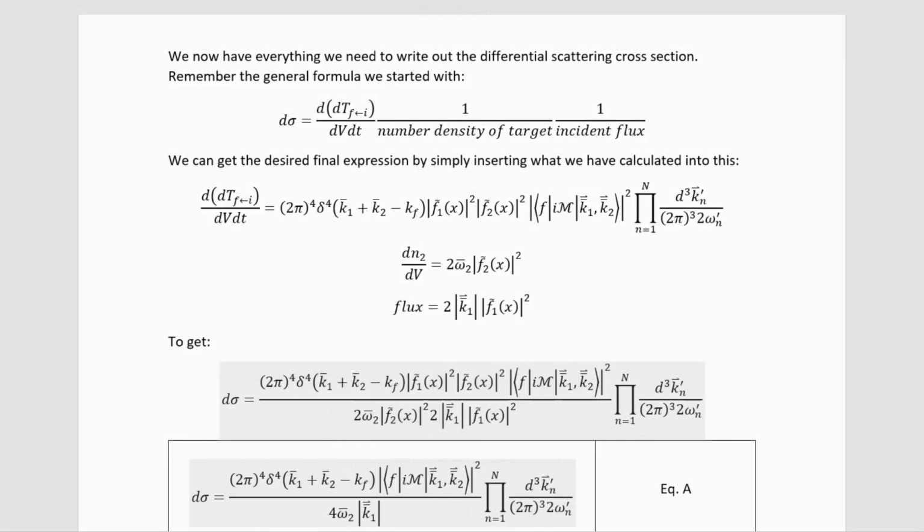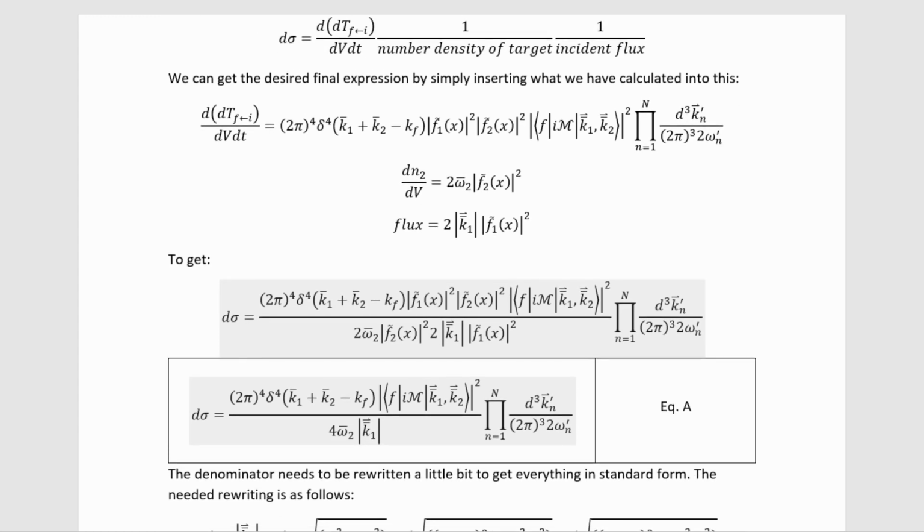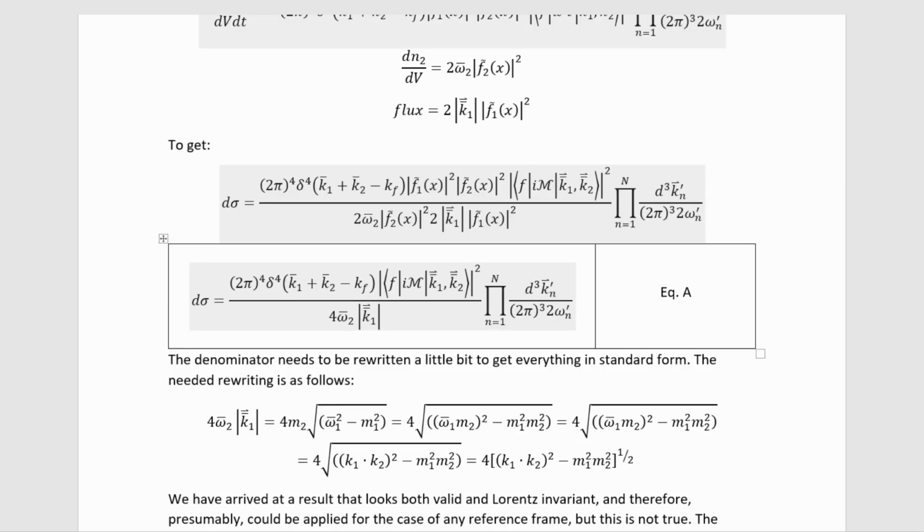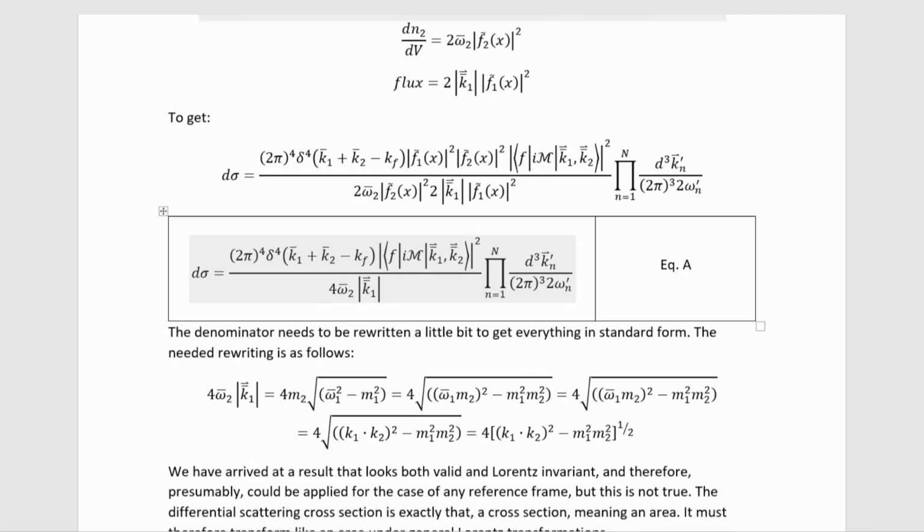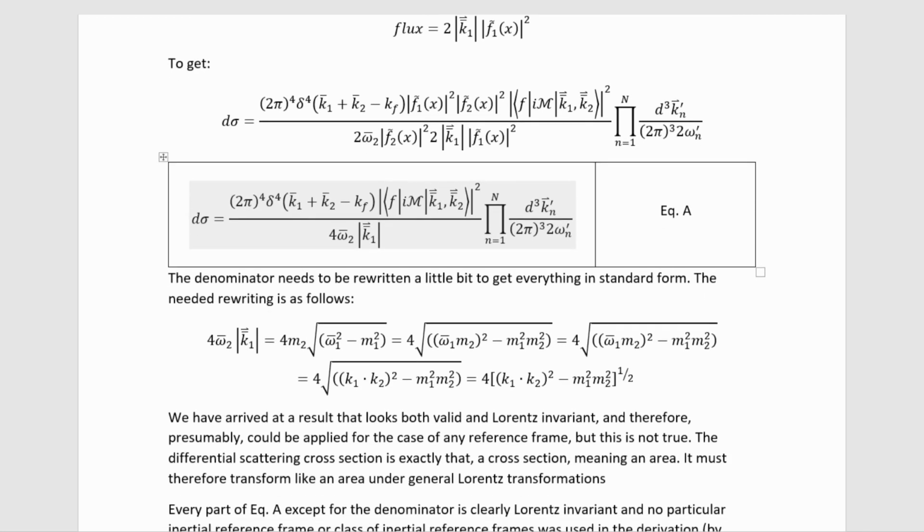We now have everything we need to write out the differential scattering cross-section. Remember this formula? We've calculated this. We just got done calculating this and then this. So now inserting these values for those quantities gets us here. Then we notice that we have these factors of the modulus squared of the Fourier transform of these f functions, but they exactly cancel, leaving us with something completely independent of them. And that gets us here.